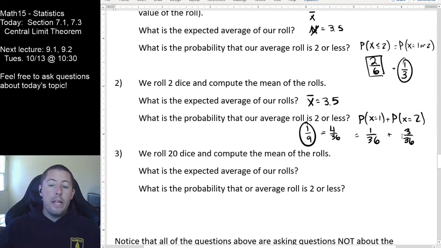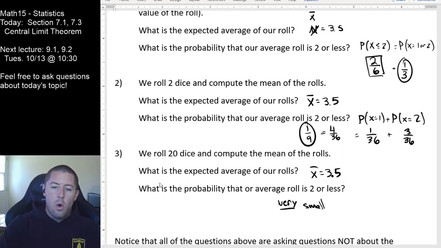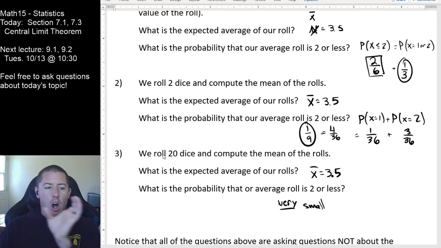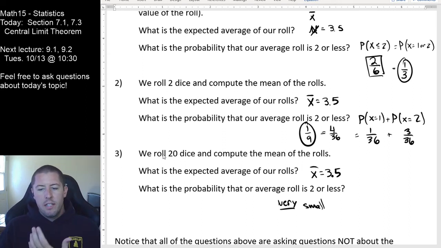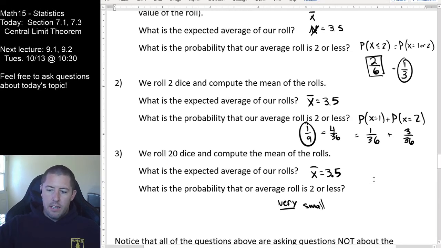Now, we roll 20 dice and compute the mean of the rolls. Well, I'm still expecting my average die roll to be 3.5. But now what's the probability that our average roll is 2 or less? I don't know, but it's going to be very small because it's very unlikely that 20 rolls will all be smaller than average to get me this average roll of 2 or less. Very, very unlikely that we're going to see something like that happen.